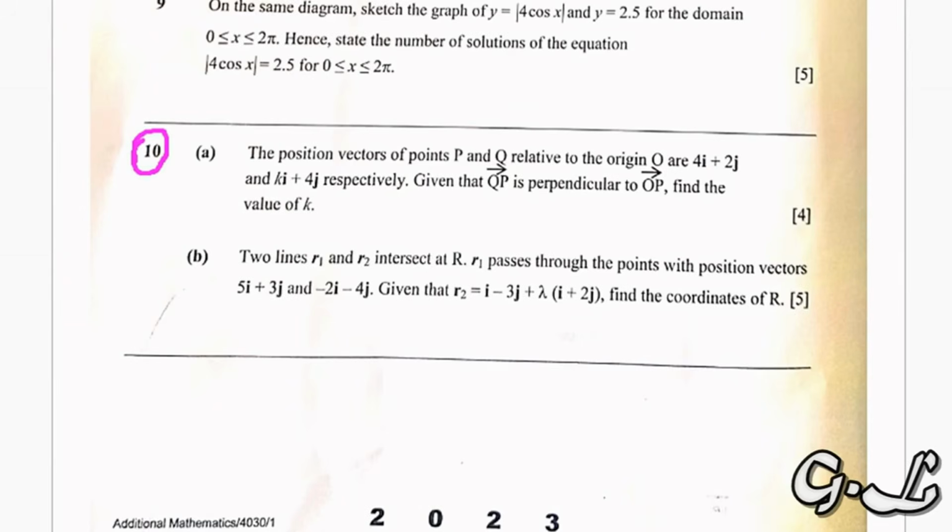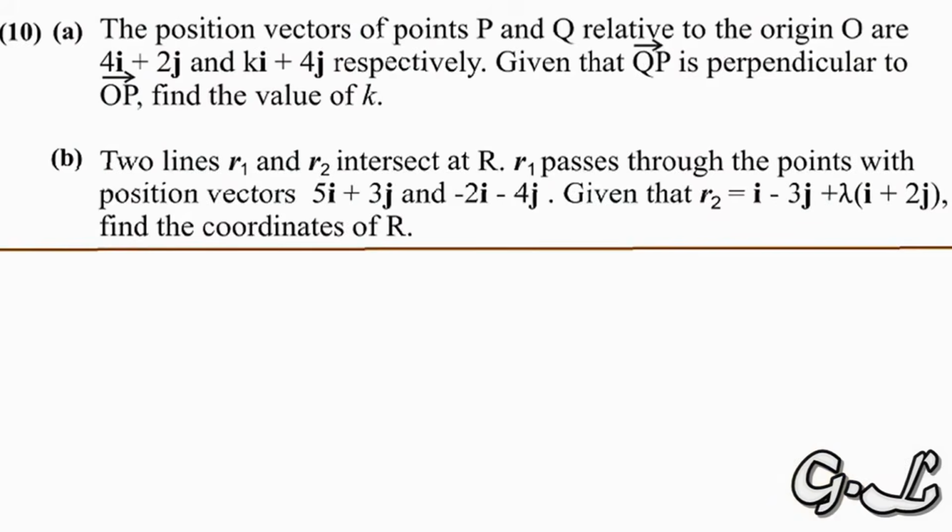So now let's quickly get into the solving. We're going to start with the first part of this question, which is part A. We're going to identify the key terms in this statement. We have 2 points, P and Q, and we have been given the position vectors of those points. The point P is 4i plus 2j, and the point Q is ki plus 4j.